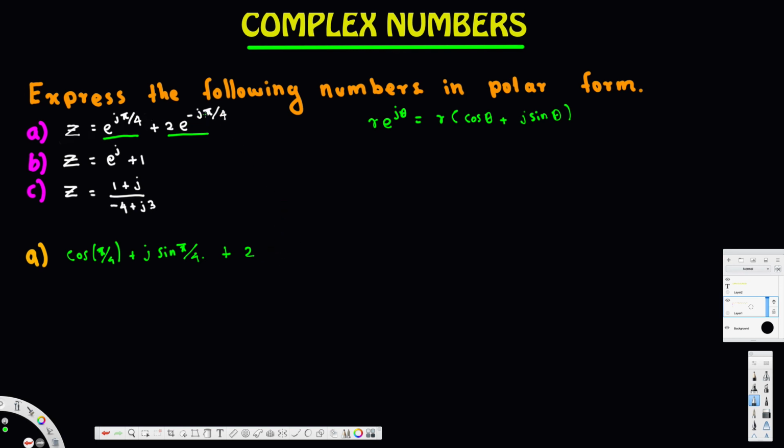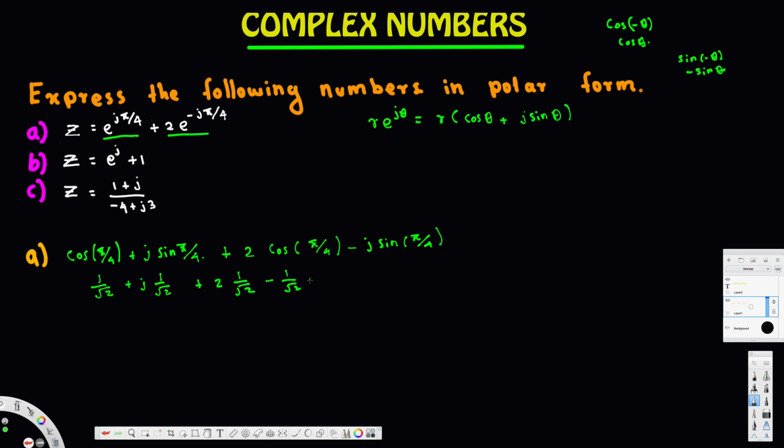So here the angle is negative 5 over 4. So this is going to be cos negative 5 over 4 plus j sin negative 5 over 4. You also have to know that cos negative theta is equal to cos theta, and sin negative theta is equal to negative sin theta. So cos negative 5 over 4 is equal to cos 5 over 4, but sin negative 5 over 4 is equal to minus sin 5 over 4. In that way it will be easier to convert. Now cos 5 over 4 is going to be 1 over root 2, and j times 1 over root 2 for sin 5 over 4, the same thing. And then 2 times 1 over root 2 minus 1 over root 2, with j on both.